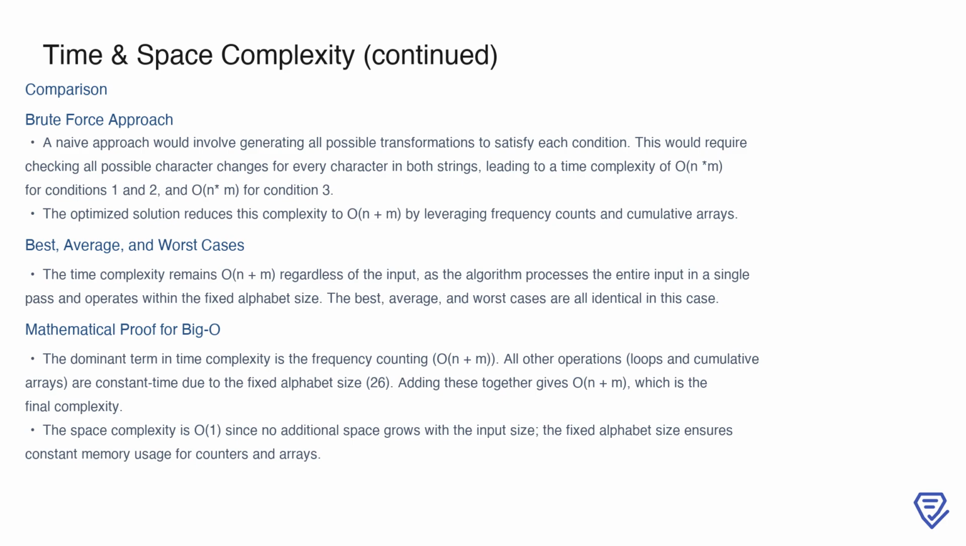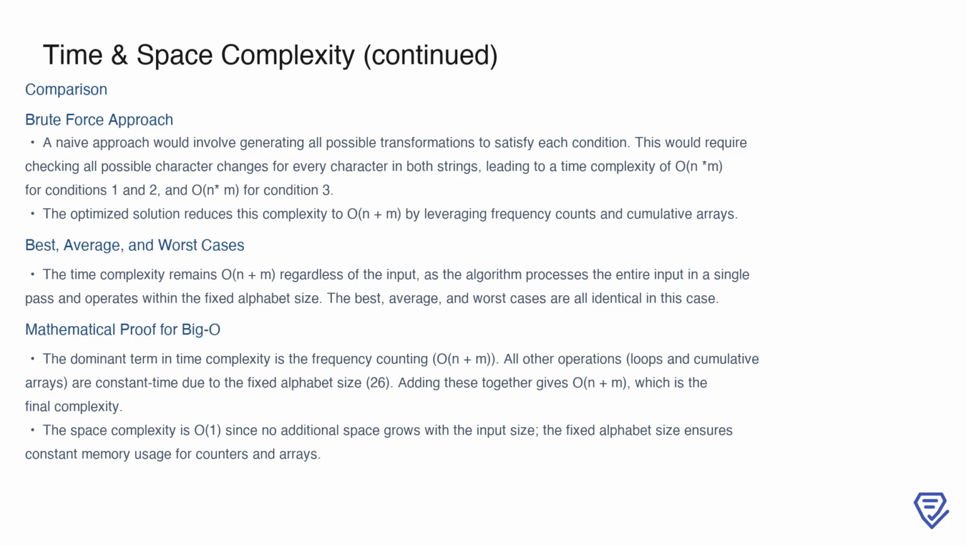This would result in a time complexity of O(N*M) for conditions 1 and 2, and O(N*M) for condition 3. In contrast, our optimized solution reduces this to O(N+M), by using frequency counts and cumulative arrays, making it much more efficient. Moreover, the time complexity remains O(N+M) for all input cases, best, average, and worst, since the algorithm processes the input in a single pass and operates within a constant alphabet size.